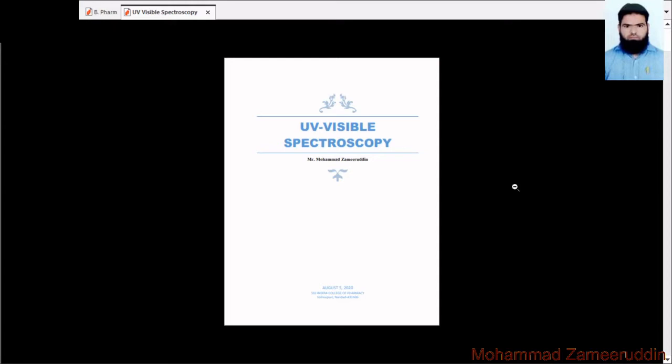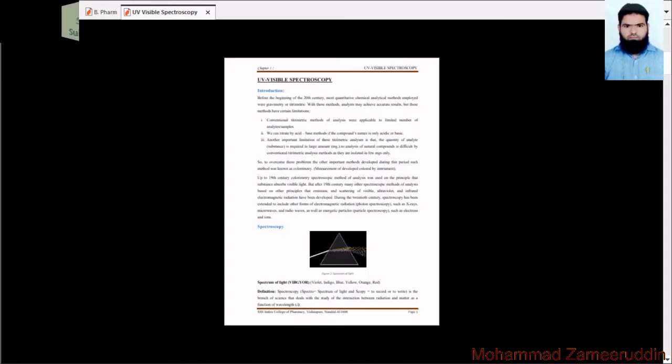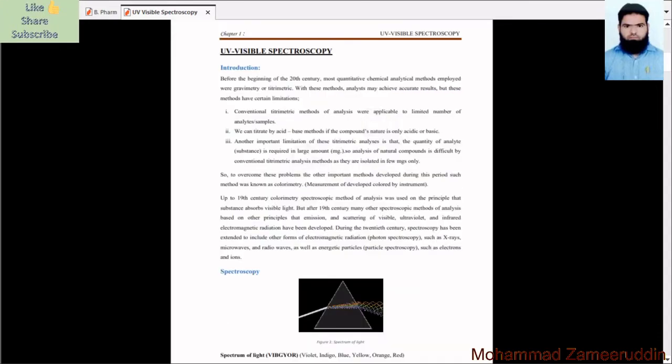Dear students, the first topic is UV visible spectroscopy. Now, the introduction. Friends, before the beginning of the 20th century, most quantitative chemical analysis was gravimetric and titrimetric analysis, and the scientists may have achieved accurate results, but these methods had some limitations. The first limitation was that the conventional titrimetric methods were applicable to a limited number of analytes or samples.